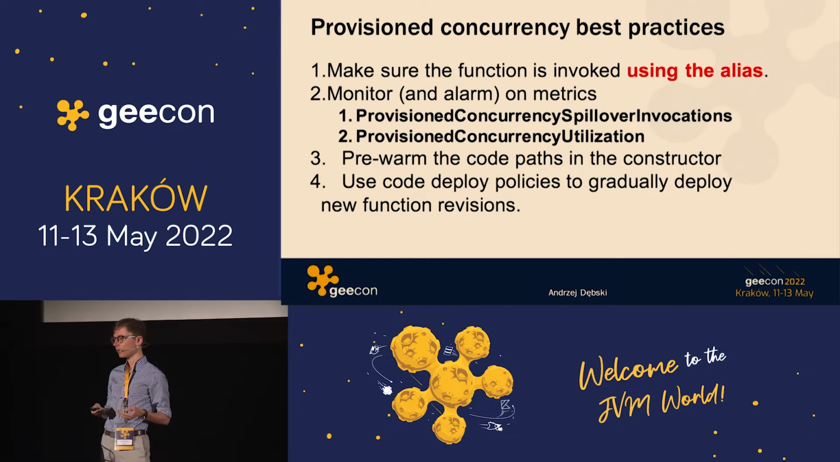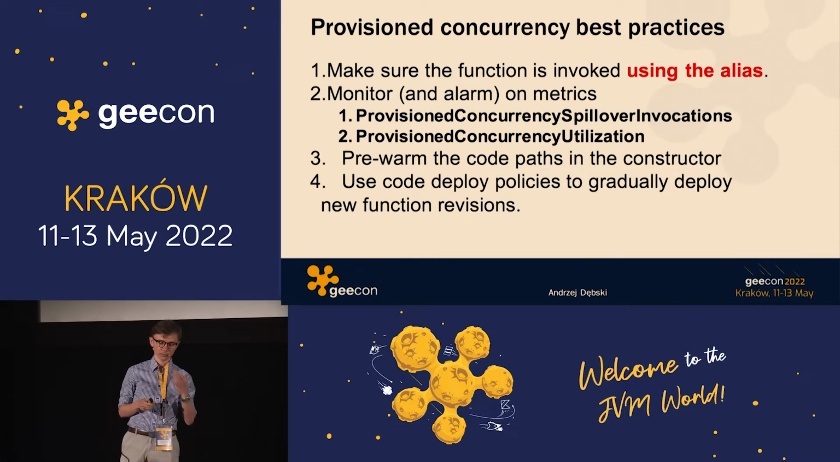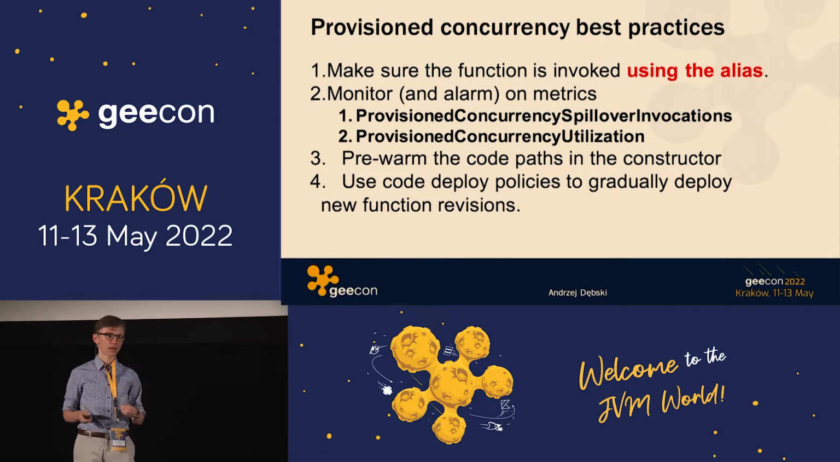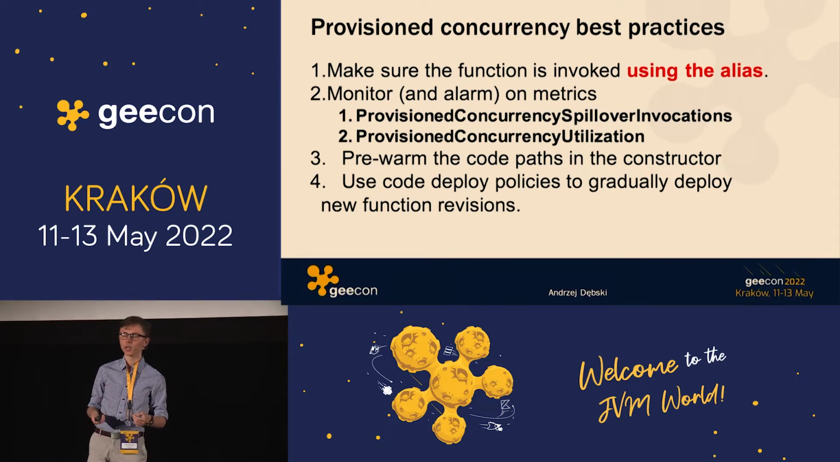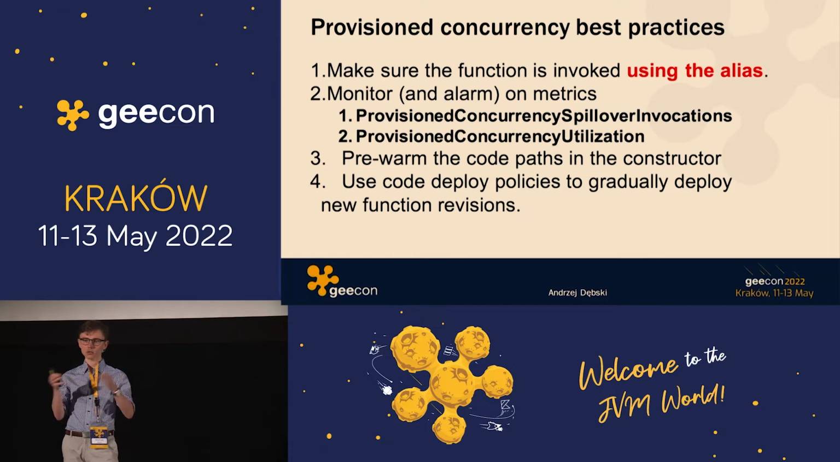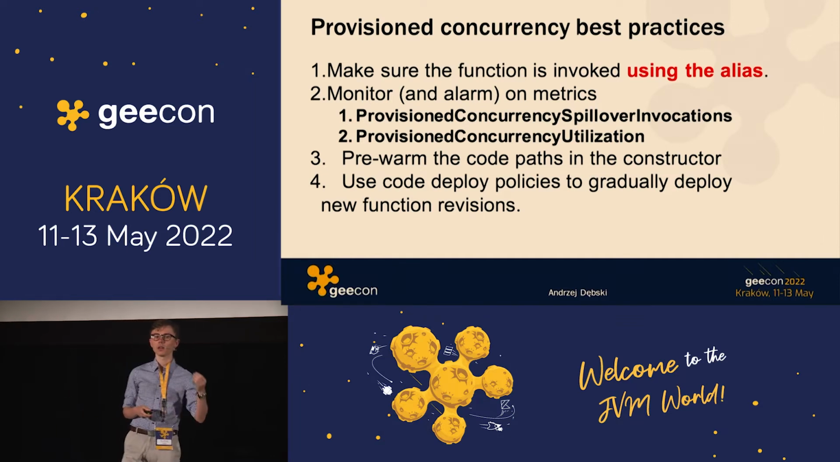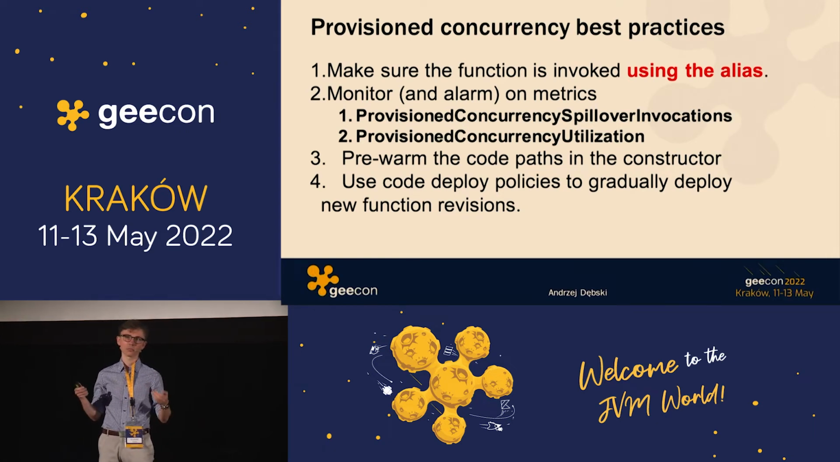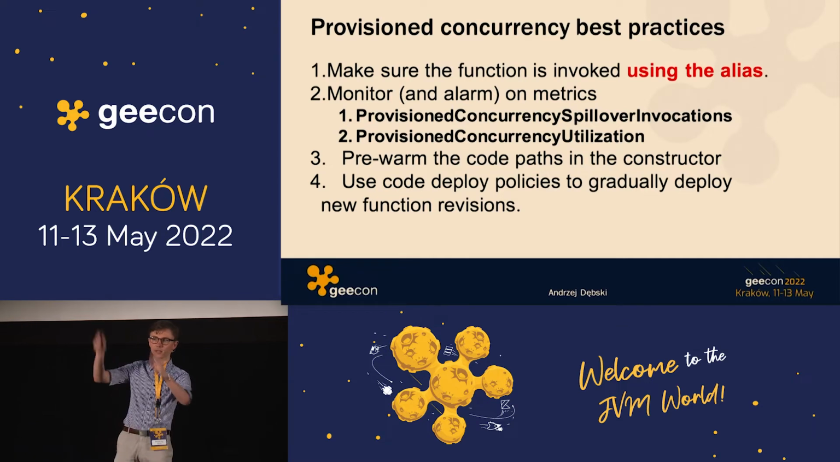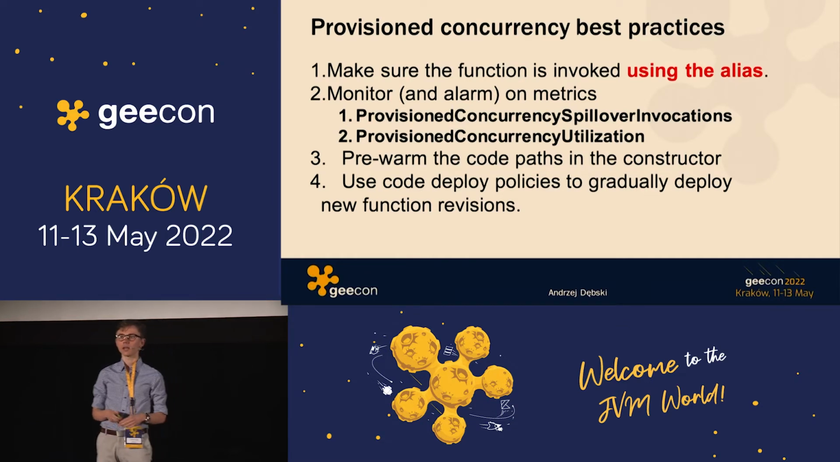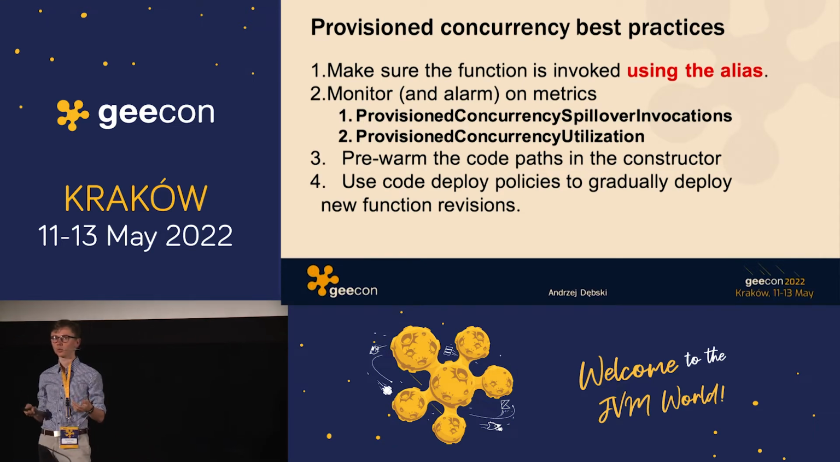And the last thing, you can use CodeDeploy with Lambda and CodeDeploy policies to gradually shift the traffic from the old version of the function to the new version of the function while keeping a given number of provisioned concurrency instances up and running. That way there is no situation where you take all the provisioned instances down and then bring them up with the new version, and there is no period of time where the provisioned concurrency can't be used to handle the requests.